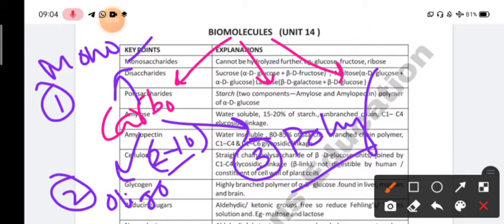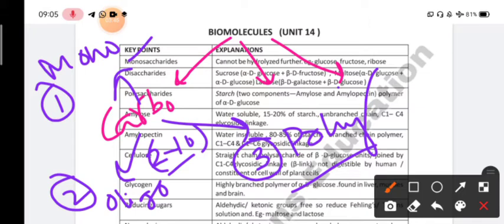Okay, and after the hydrolysis, if we get more than 10 monomers, then that carbohydrate will be called a polysaccharide. So if the carbohydrate doesn't hydrolyze at all and gives no further product, it is called a monosaccharide. If it gives 2 to 10 products after hydrolysis, it is called an oligosaccharide. If the products are more than 10 after hydrolysis, it is called a polysaccharide.